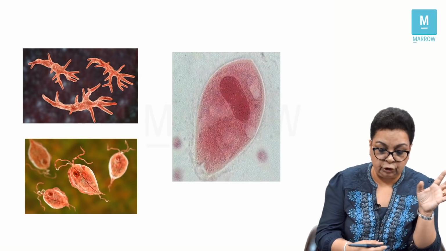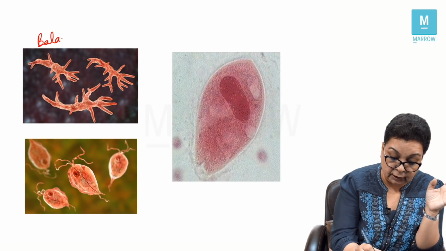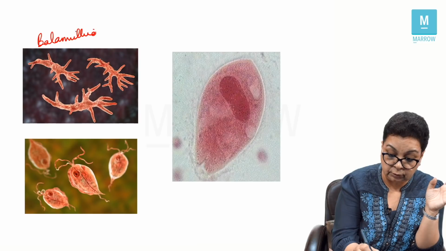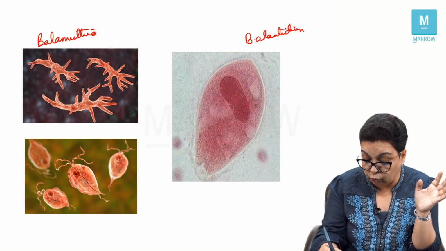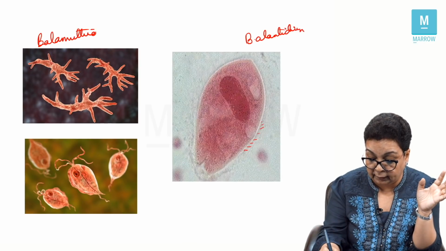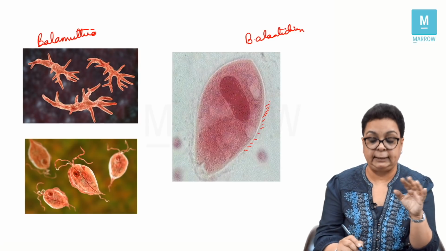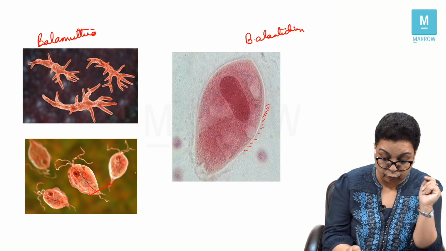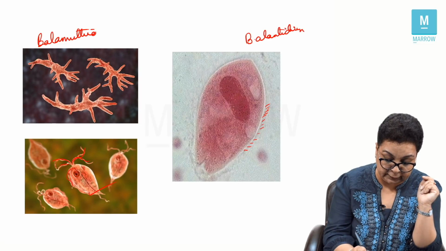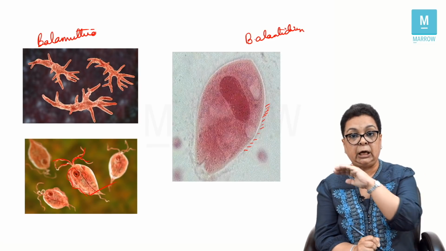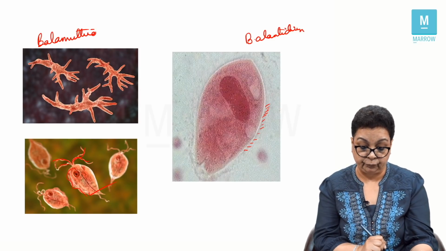So that's the morphology of Balamuthia. These are motile by pseudopodia. That's the morphology of Balantidium coli. You cannot appreciate it, but if you look closely, its surface is covered by very slender cilia. And that's our Trichomonas vaginalis. Those are the 4 anterior flagellae, and you can see the 5th one folded along the undulating membrane.